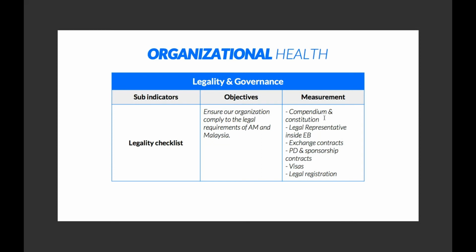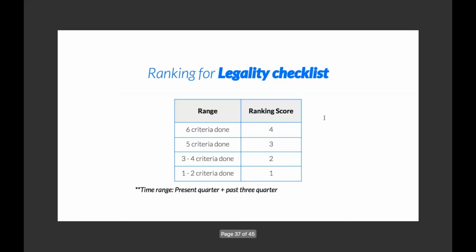And then the exchange contract is to keep track of the exchange contract of your customer, which is your EP, and all the sponsorship and partnership deliverables; you should have a contract that mentions all of this. The second last one is the visa, to make sure that our customers have a proper visa, and this is something that all nationally we need to work together on. And the last part is legal registration, where you need to make sure that your LC is legally registered in your university. So if you achieve 6, then you get score 4, and if you achieve only 1 to 2 criteria, then you only get score 1.